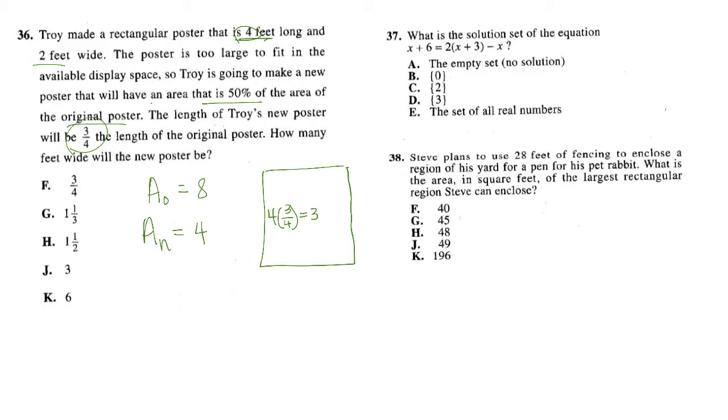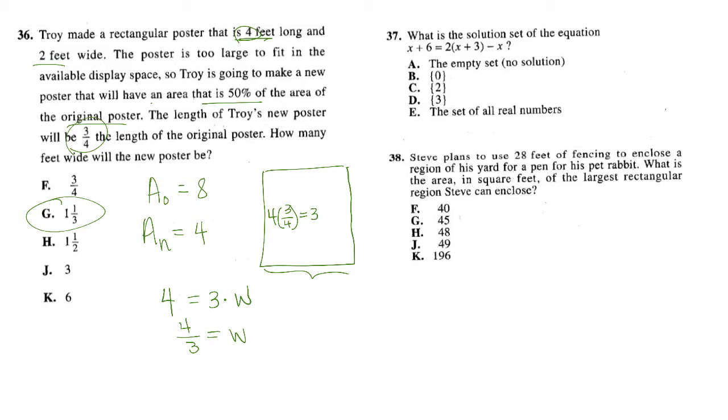So how many feet wide will the new poster be? So I need to figure out how wide this is going to be. So I know that the area of the new is going to be the length times the width. And so let's see, that looks like we're going to have 4/3 is our width. And so that's going to be 1 1/3. So answer choice G.